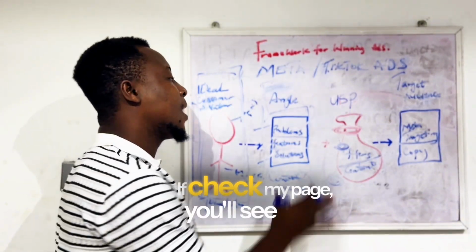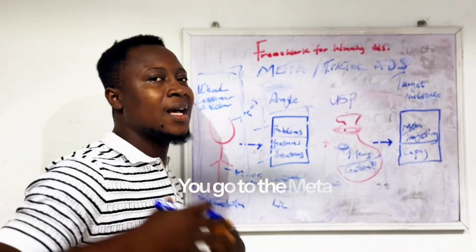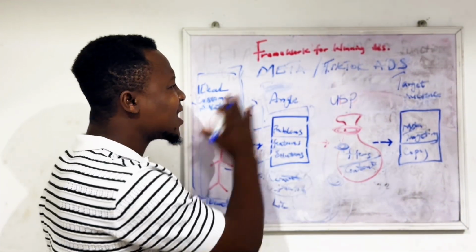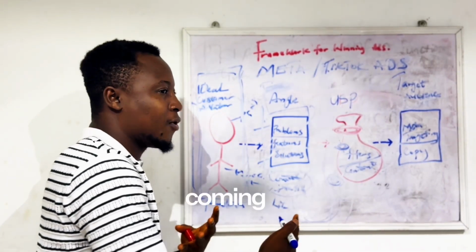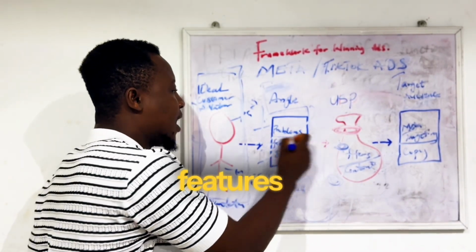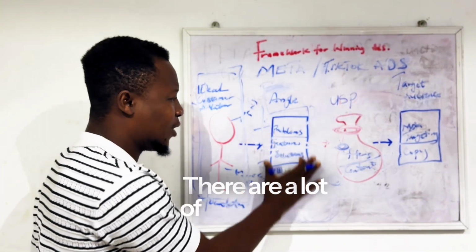If you check my page, you see how to use the Meta Ads library. You go to the Meta Ads library and you look for ads in your niche using the keywords. You look at the angle they are coming from. Are they coming from the futures angle, the solution angle, the problem angle? There are a lot of other things that fall here.